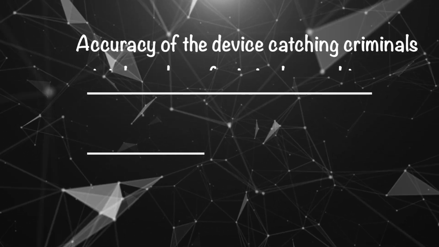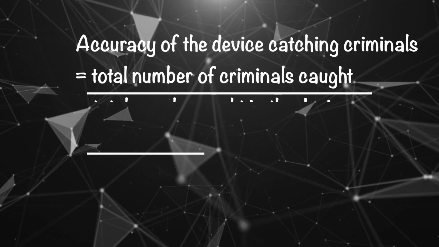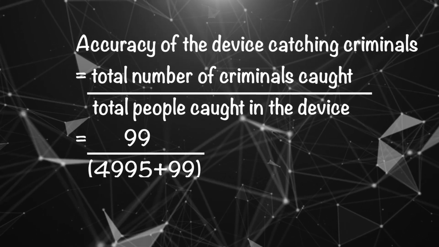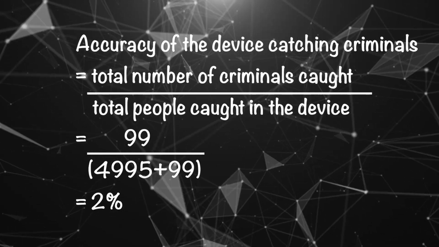Meaning if you want to show the actual accuracy of the device, it will be the total number of criminals caught divided by the total people caught through this device, which is 99 divided by 4,995 plus 99, which is approximately 2%. Meaning from all the people it caught, 2% of them were actually criminals. So most of them it caught were innocent people. So you see, even if the device had 99% accuracy of catching criminals, it is completely useless because it will mostly catch innocent people. Let's take another example to check your understanding from the previous example.